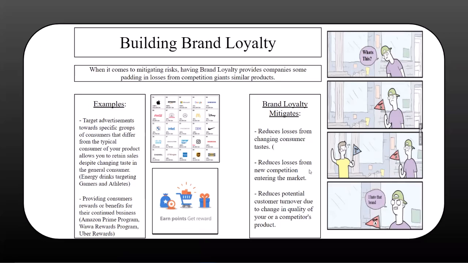with similar products. Some examples of helping build a brand are targeting advertisements towards specific groups of consumers that differ from the typical consumer of your product. This allows you to retain sales despite changing taste in the general consumer. This can be seen with C4's energy drinks being targeted towards athletes.